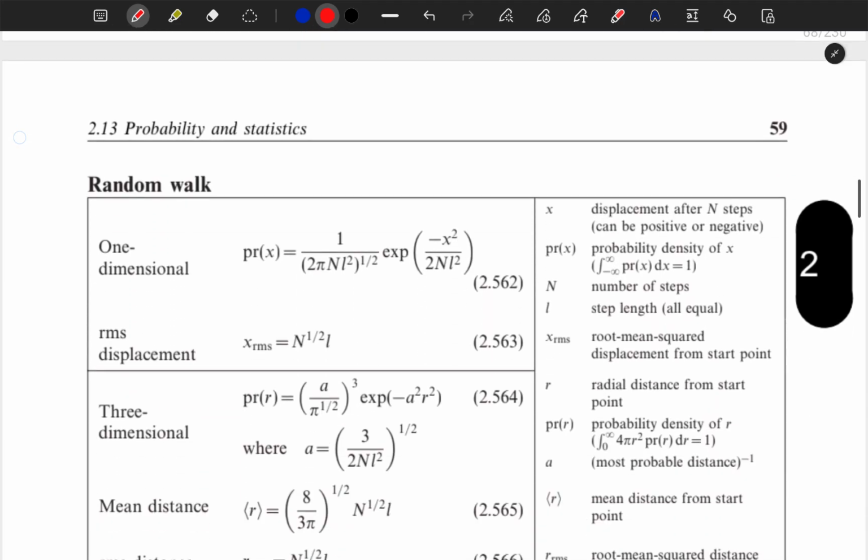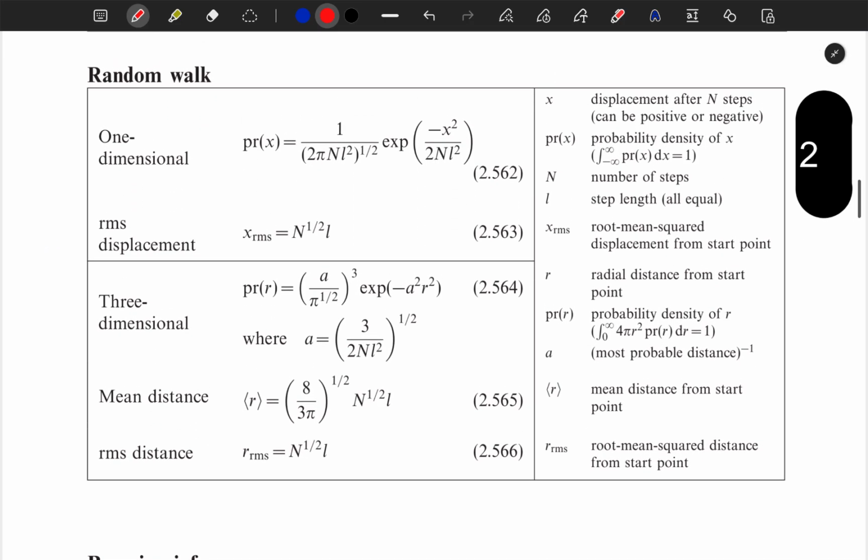And others. Random walk, we have the Gaussian distribution, then x RMS equal to square root of n times L, where L is the length of the steps.